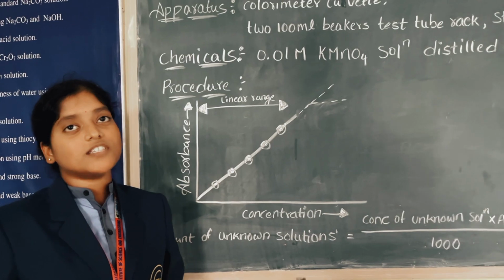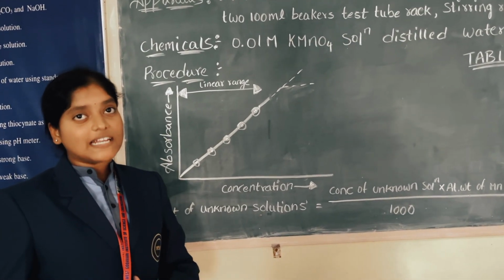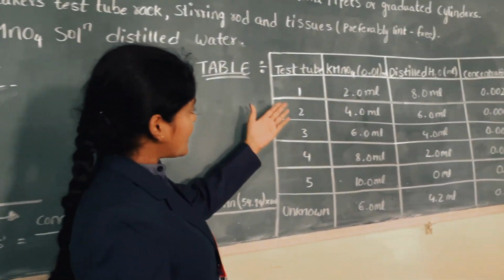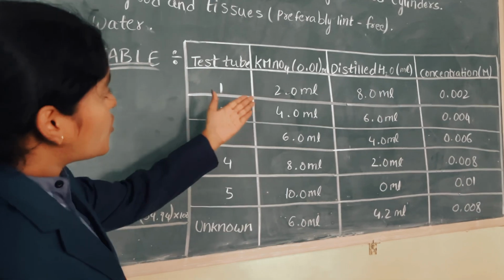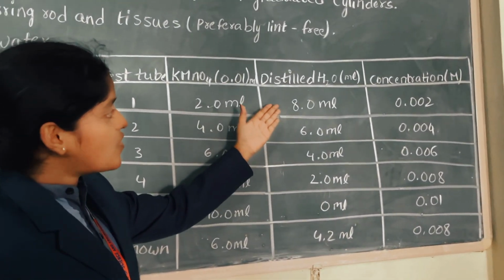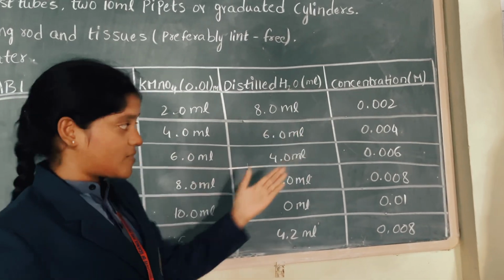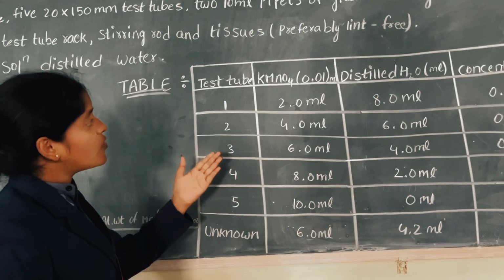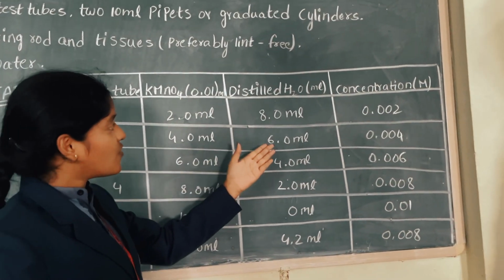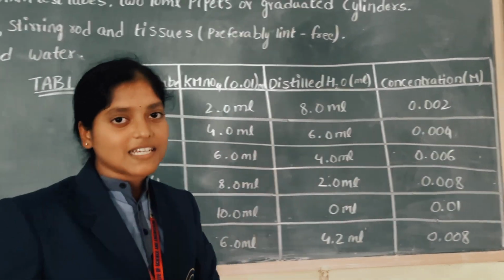We take a small volume of the 0.1 molar KMnO4 solution and distilled water in separate beakers. Here we can see the table. In the first test tube we take 2 ml of KMnO4 solution and add 8 ml of distilled water, and 0.02 molar concentration comes. In the second test tube we add 4 ml of KMnO4 and 6 ml of distilled water, then 0.04 molar concentration is obtained.